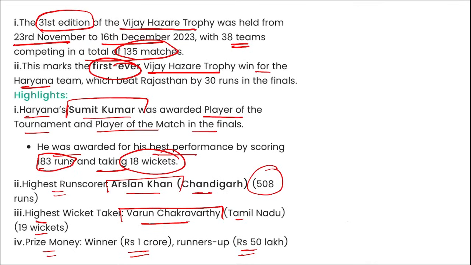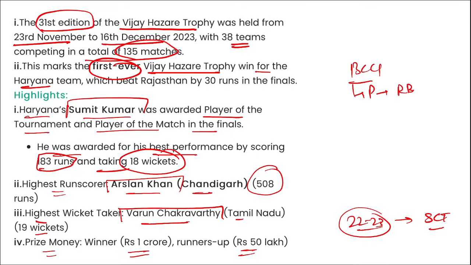Right? Next. If I ask you who won the 22-23 Vijay Hazare Trophy, it was won by the Saurashtra cricket team. If we talk about BCCI, who is the president? Roger Binny. Who is the secretary? Jay Shah. Where is the headquarters? Mumbai, Maharashtra. And it was established in 1928.